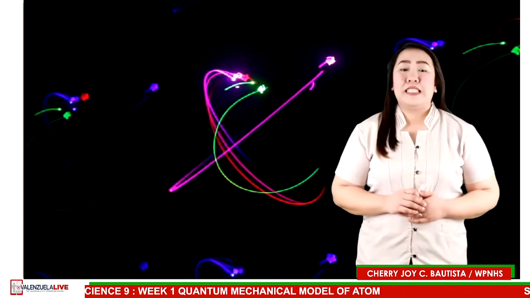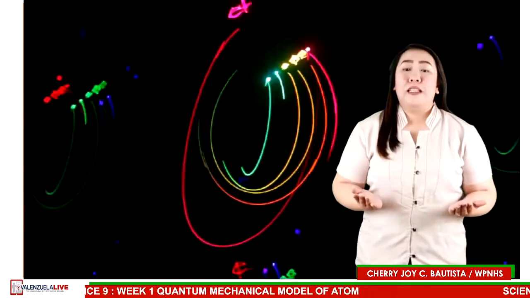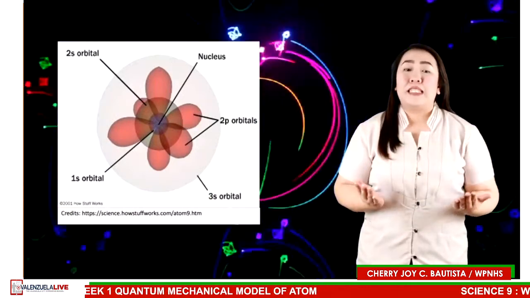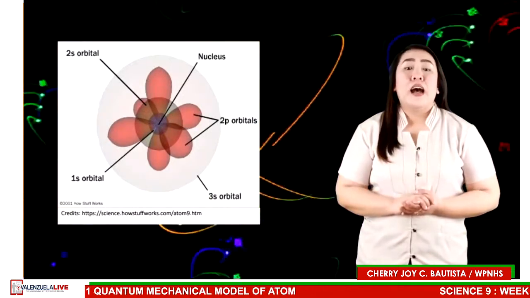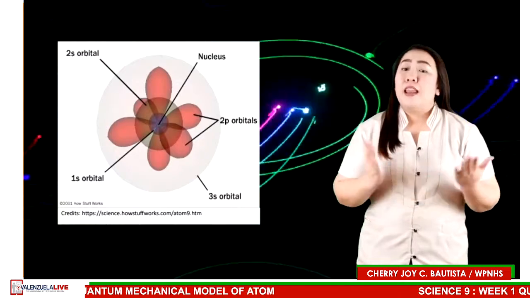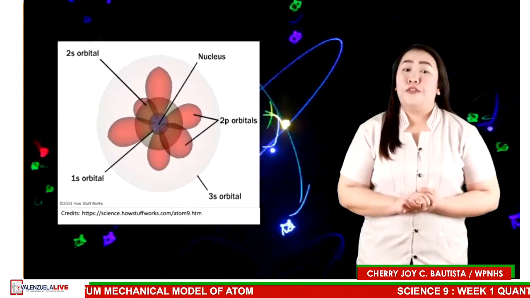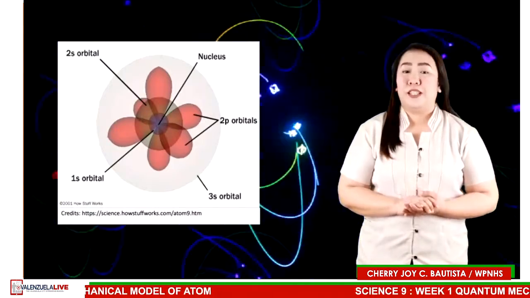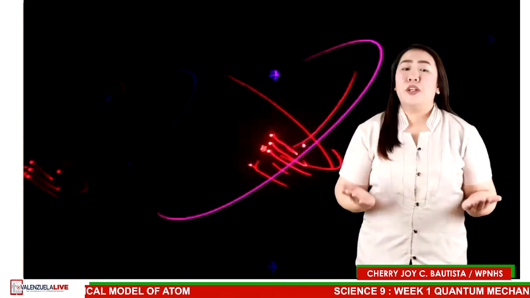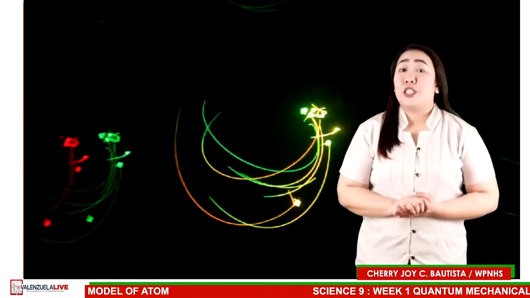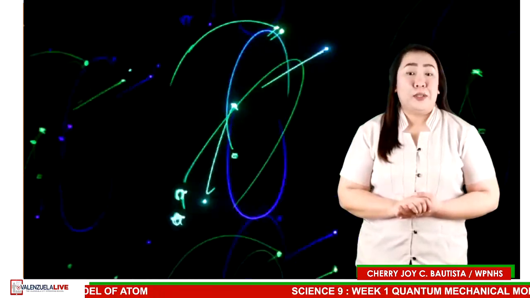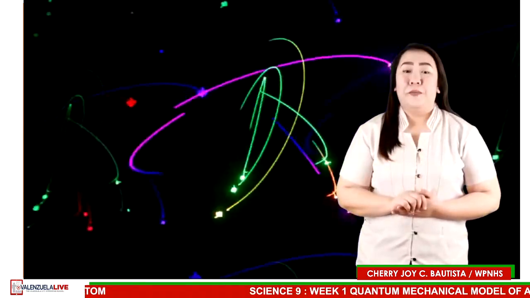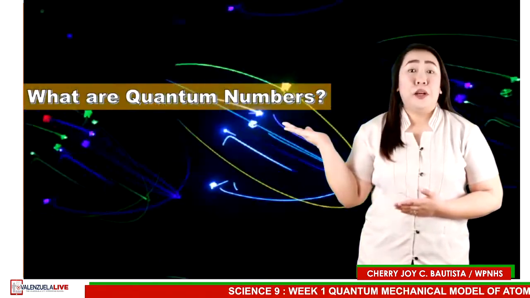These three physicists led to the development of the quantum mechanical model, which determines the allowed energies an electron can have and how likely it is to find the electron in various locations around the nucleus. But in order for us to completely describe an electron in an atom, 4 quantum numbers are needed. What are quantum numbers?